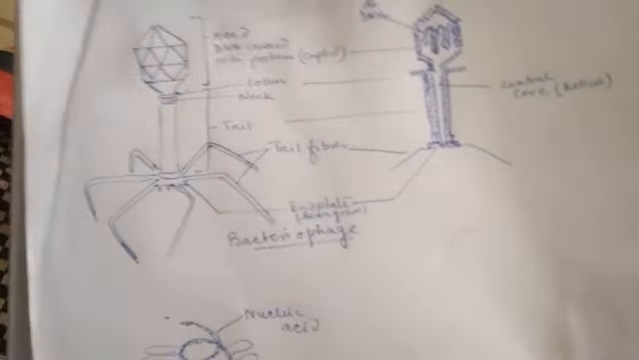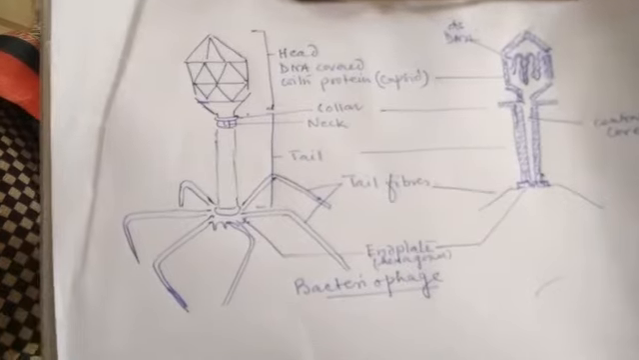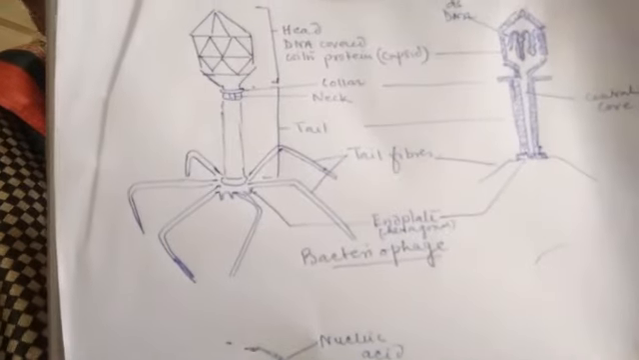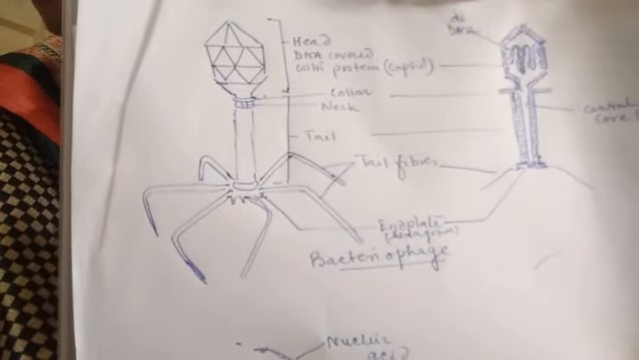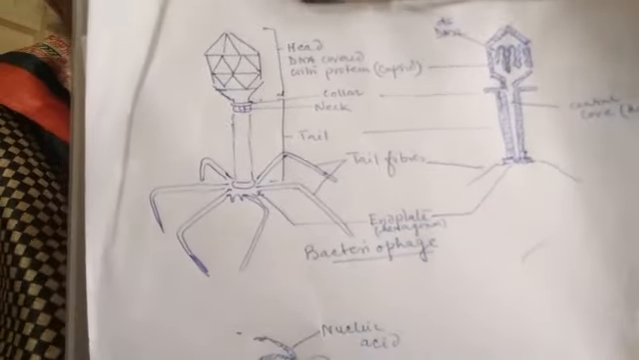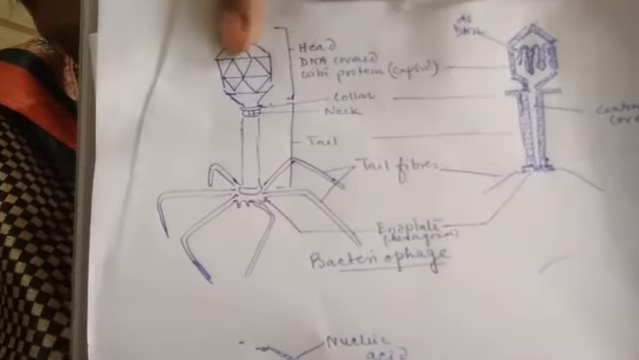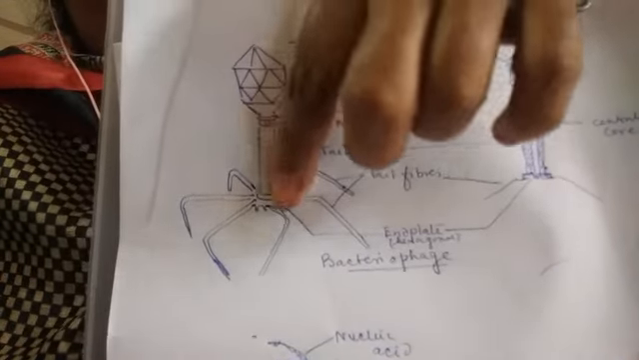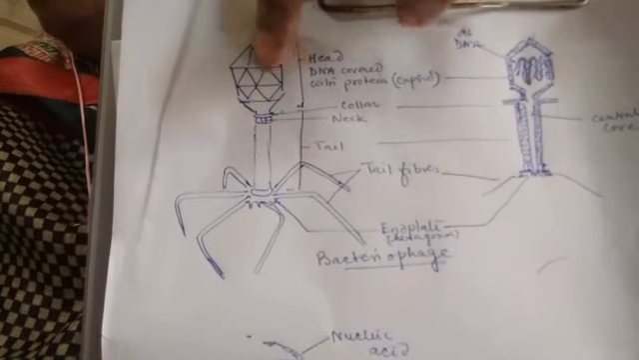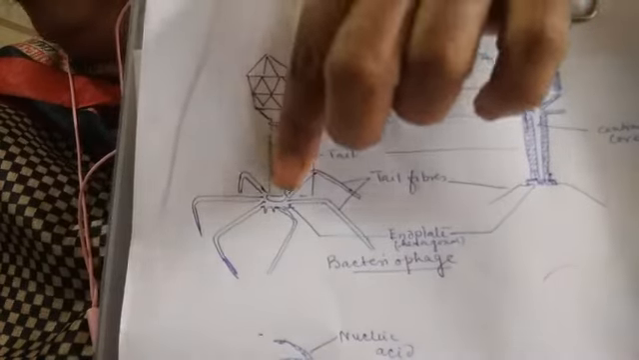Now here we will discuss the structure of certain common viruses. One of them is bacteriophage. We are aware of this virus, and you can see there is a head portion, which is a bipyramidal hexagonal prism like structure, whereas the tail portion is cylindrical.